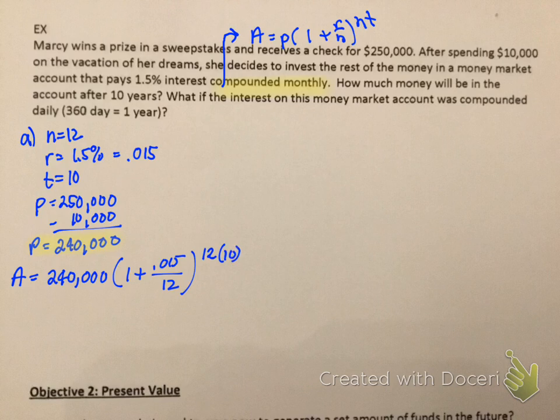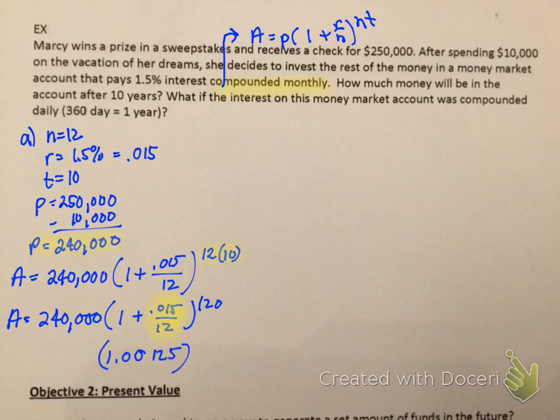Okay, so once again, make this look better before we start working it. When I multiply 12 times 10, I get 120. Okay, so now we start the calculator business. Divide 0.015 divided by 12, add 1 to that. And when you do that, I get 1.00125, and I'm going to raise that to the 120th power.